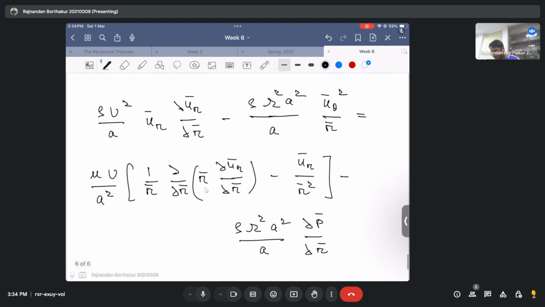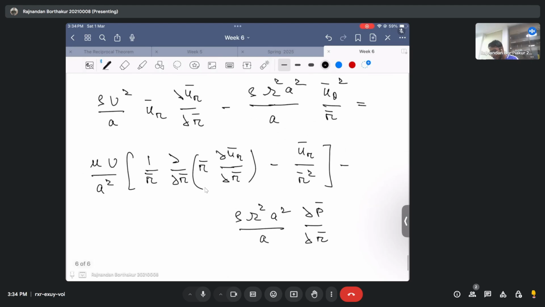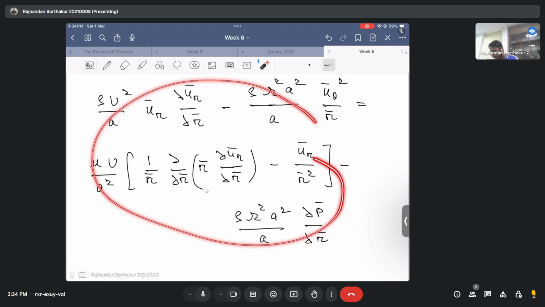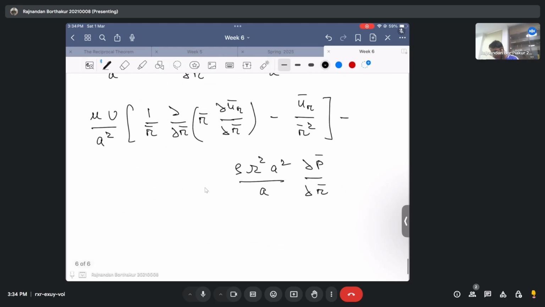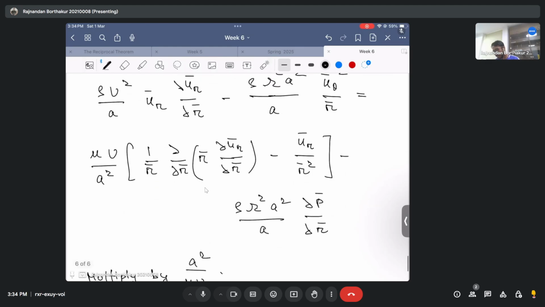All right, so now what we'll do is we'll do one thing. We'll multiply this entire equation by a squared by mu a. Okay, that's what we'll do. So just to simplify, what we'll do is we'll multiply by a squared by mu times u. Okay, that is just the reciprocal of this term. And let's see what do we get.